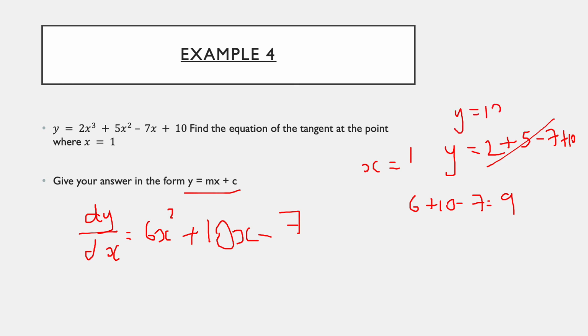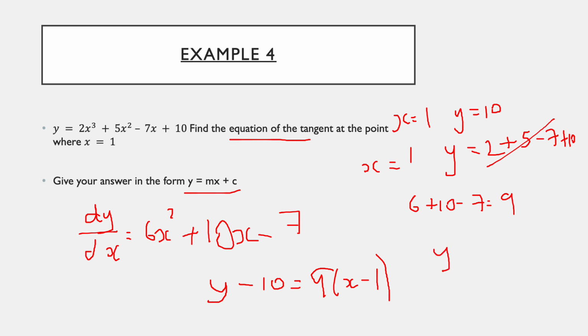I'm now going to use the formula y minus y1 is equal to m brackets x minus x1 to work out the equation for my tangent of a straight line. Okay, so y minus 10 is equal to 9 brackets x minus 1. Okay, expanding this out, guys, I'm going to get y minus 10, expanding the right-hand side, I'm going to get 9x minus 9.